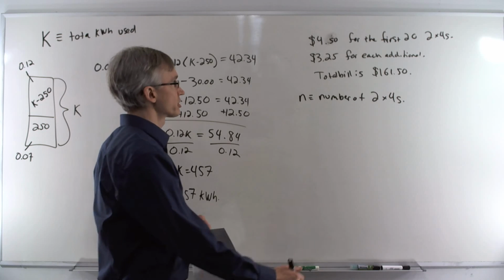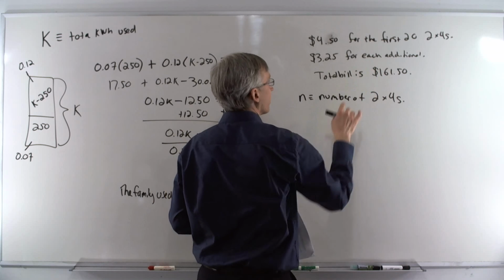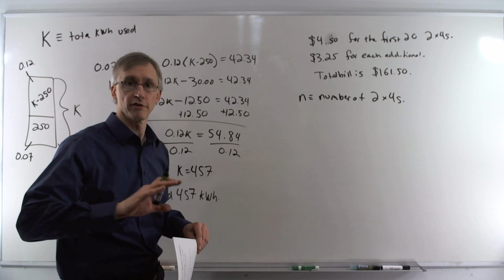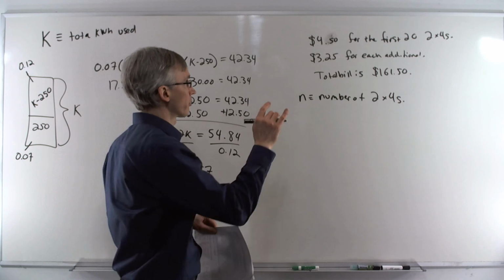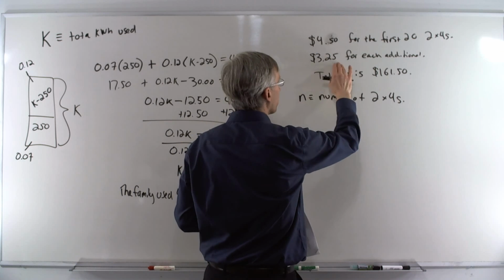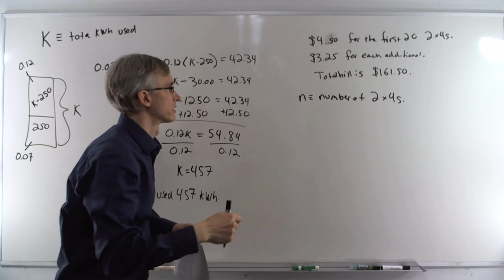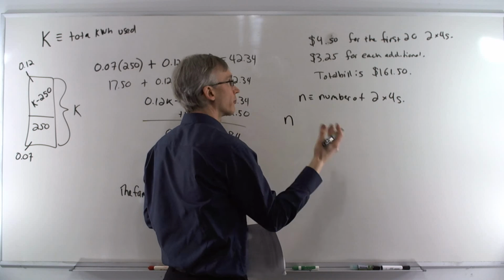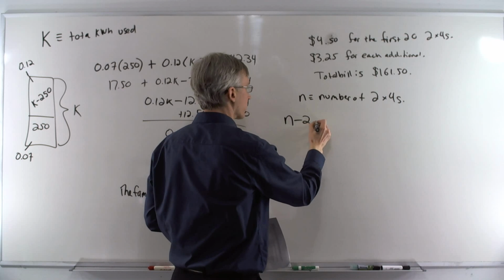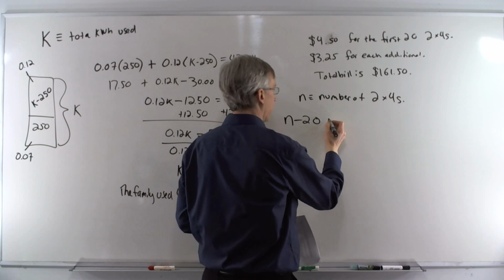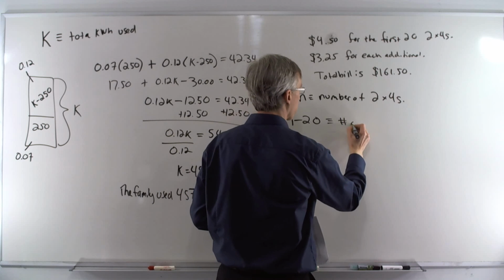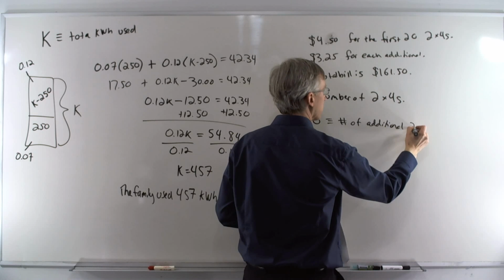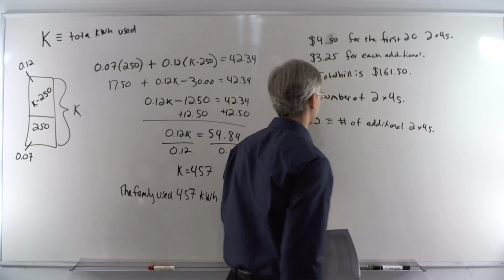So we need to figure out an expression for the number of additional 2x4s that were purchased. So we're going to exclude the first 20 because we're charging one rate for the first 20 and then another rate for all the additional 2x4s. So we need to take the total number of 2x4s and exclude or get rid of the first 20 because we don't want those in that part of the calculation. So n minus 20 is the number of additional 2x4s.